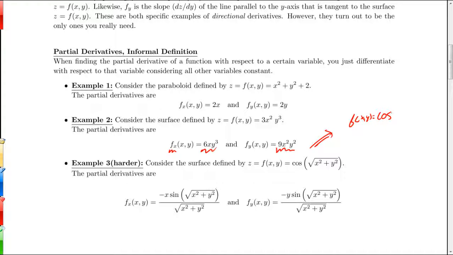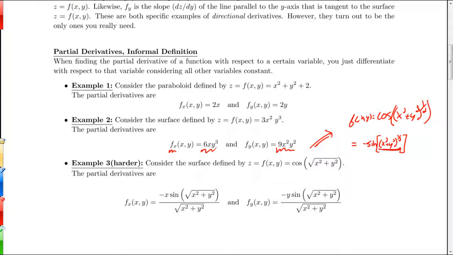Now instead of putting the square root of x squared plus y squared, I'm going to do x squared plus y squared all raised to the 1/2. Right. So to differentiate that, the first thing I get when you differentiate cosine is negative sine, and it's going to be that same thing, x squared plus y squared all to the 1/2. But now I have to take the derivative of what's inside by the chain rule, right?